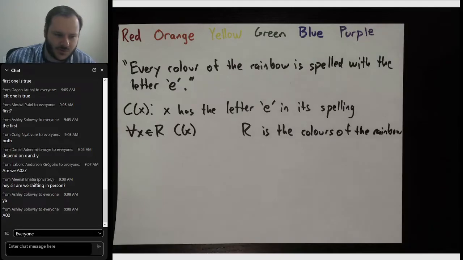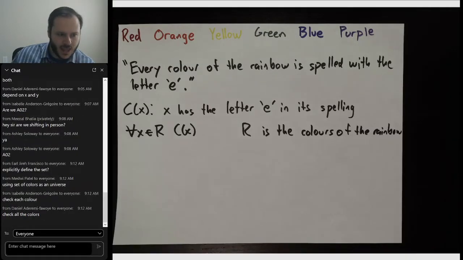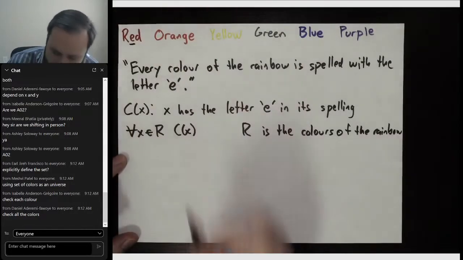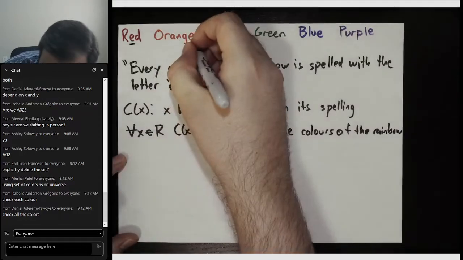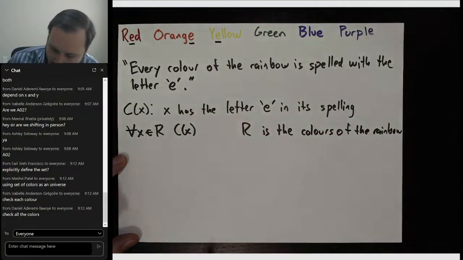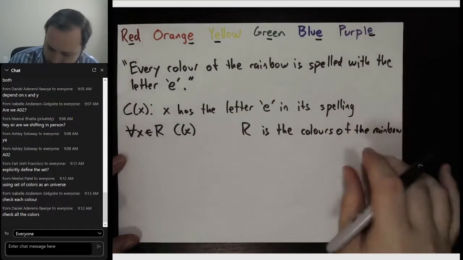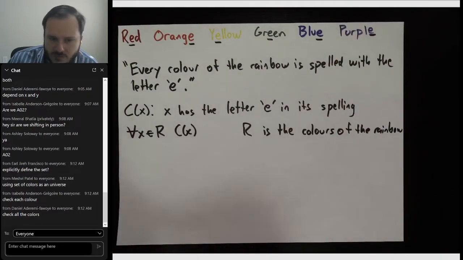If I asked you, is there an E in every color in the rainbow, how would you check? Yeah, check each color. I'm just going to go color by color. Is there an E in red? Yep, there it is. Is there one in orange? Yep. Is there one in yellow? Yep. How about green? Sure. Blue? Yep. Purple? Okay. I found one in each.